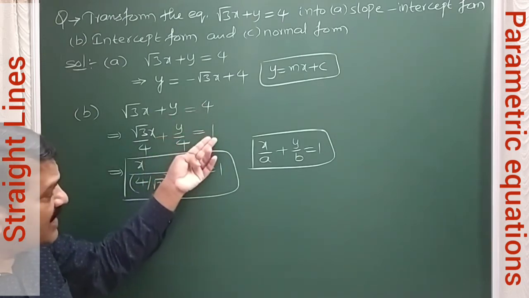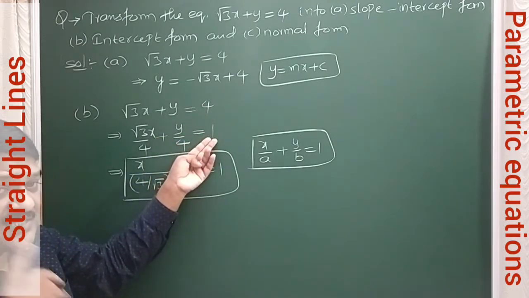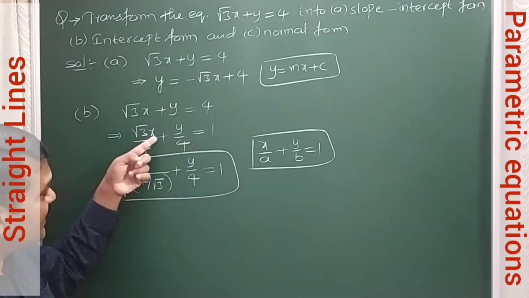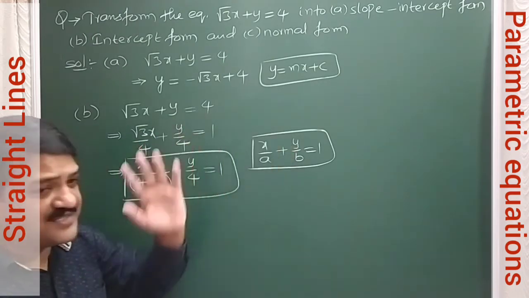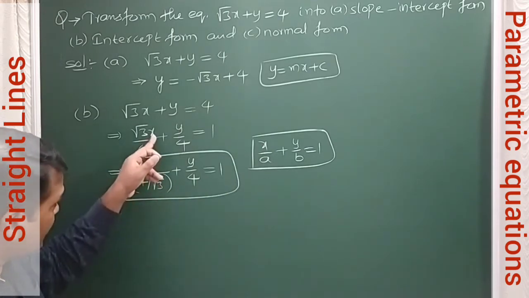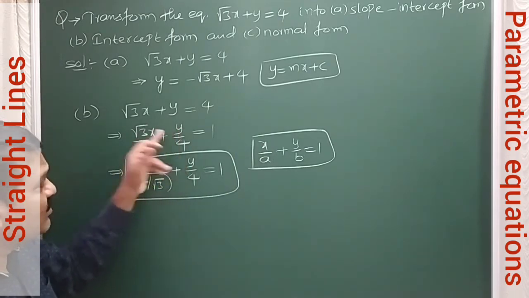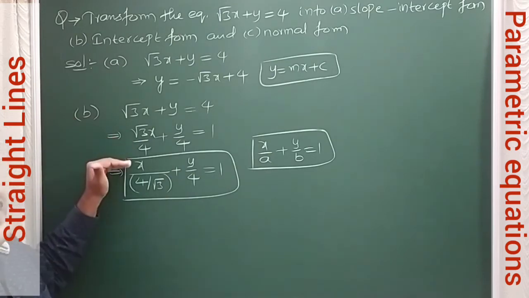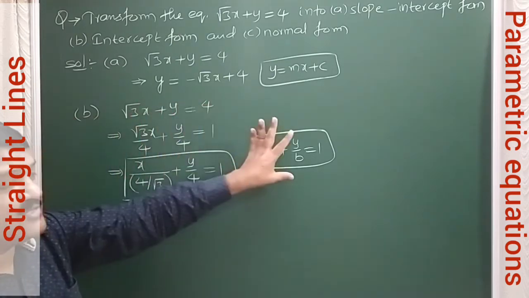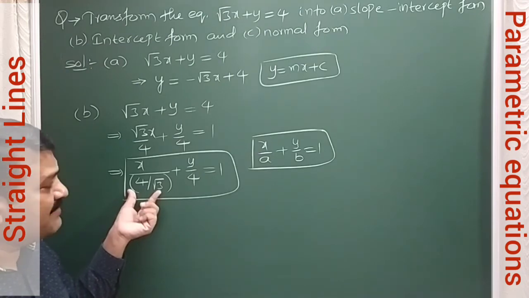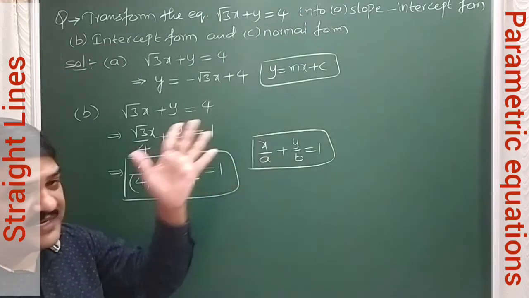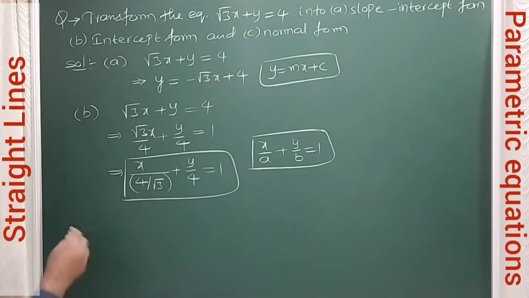So after getting 1 in the RHS, third step is this x and y terms must be independent without constants. So whatever constants you have besides x and y, shift to the denominator. Then you will get this model. So the denominator in the first term is x-intercept, denominator in the second term is y-intercept. So third part is done.